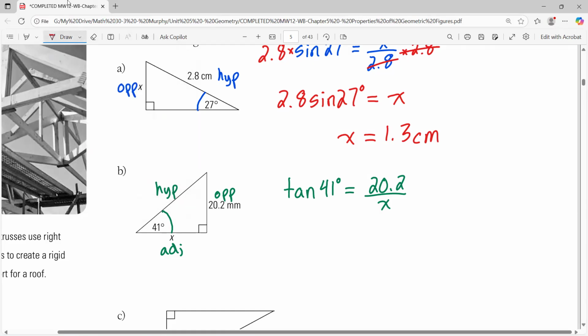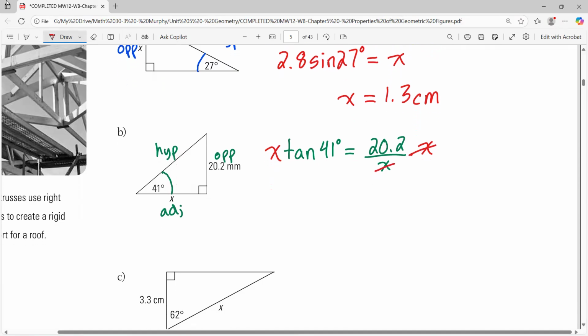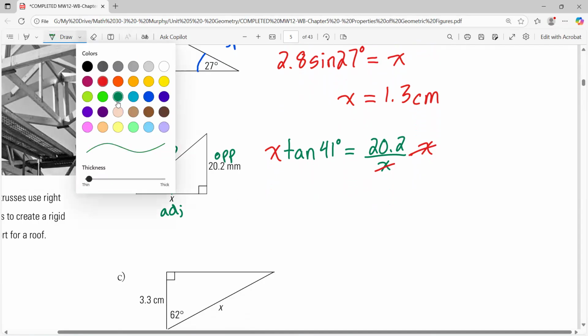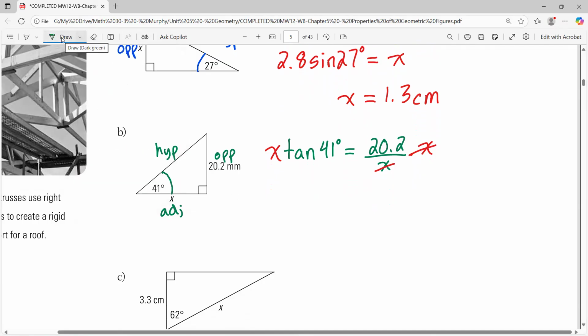Okay, this is going to be a multi-step. So first of all, to solve for x, we got to get it out of there. So we're going to multiply. So that's what I'm doing with the dot, just so it doesn't look like a double x. And then x up here. These are gone. And now you have x tan 41 equals 20.2.